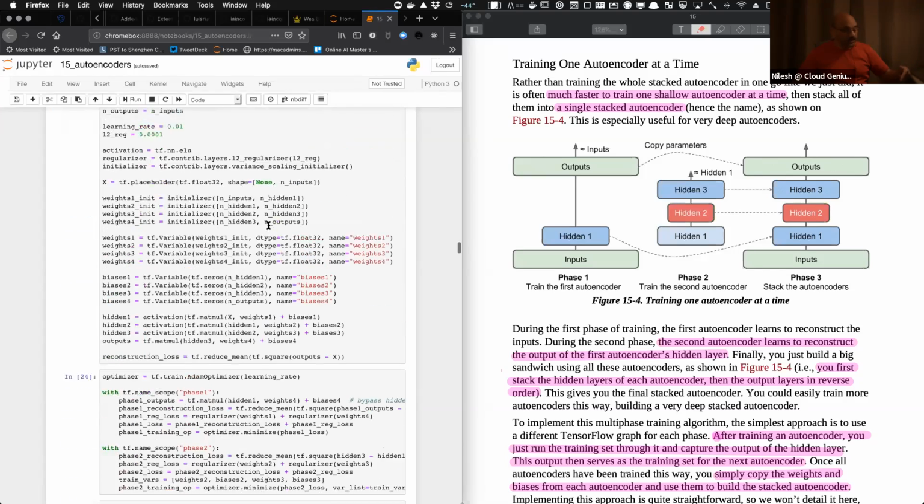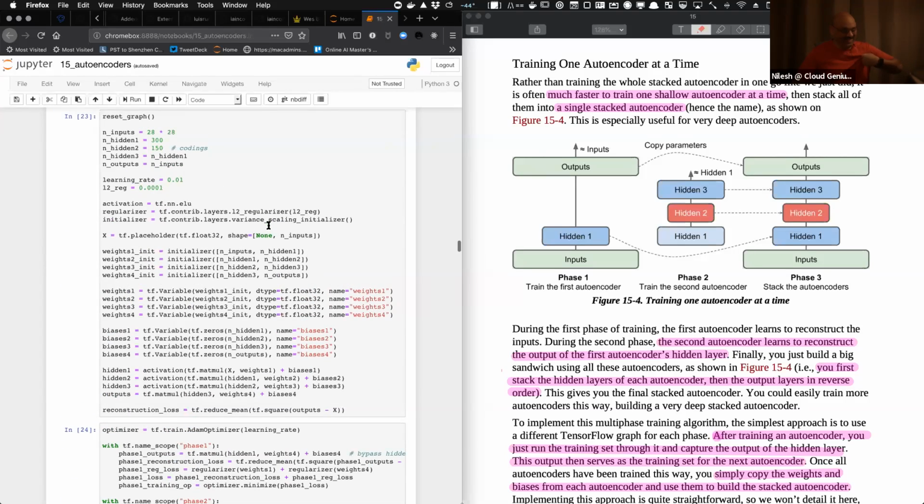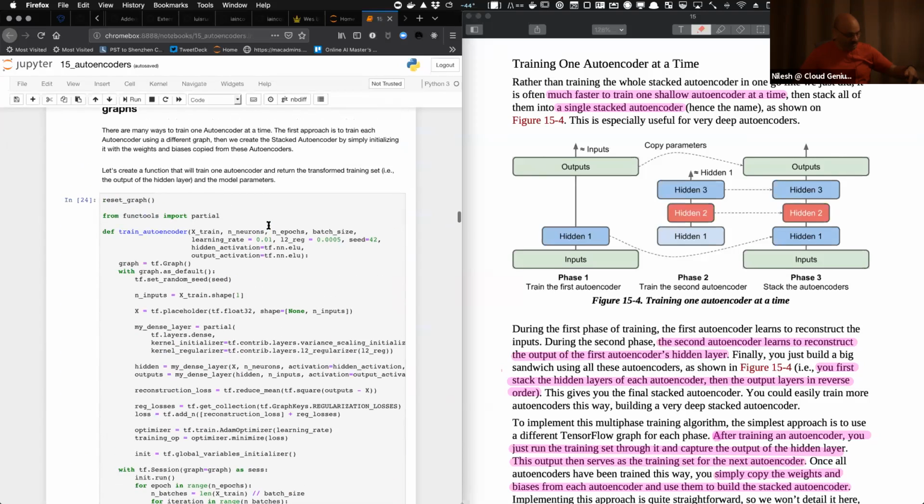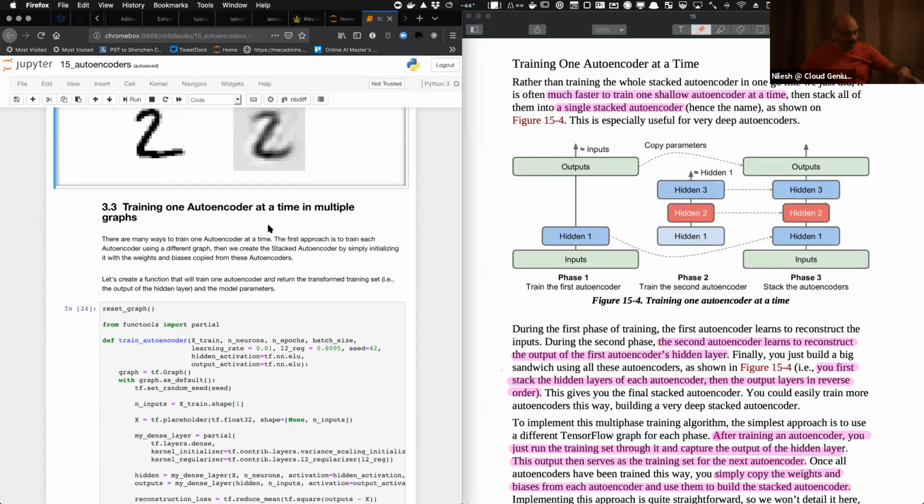Okay, I think this is the convoluted way. That was the simple way. There are 2 ways. So the simple way was training one autoencoder at a time in multiple separate graphs. That was the simple way we just finished.